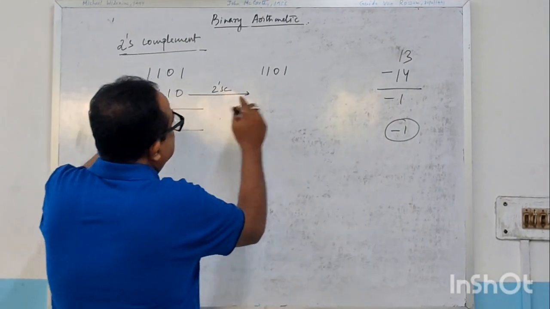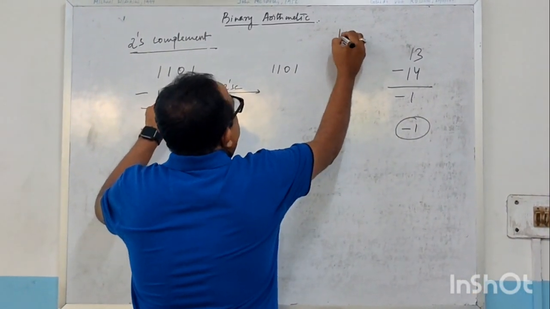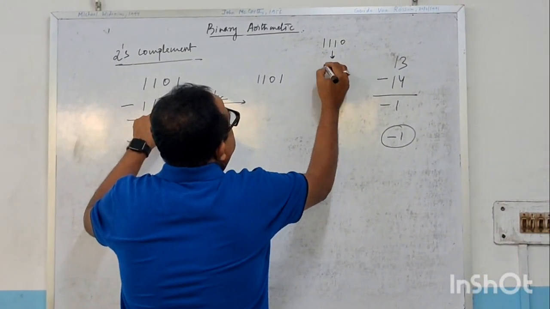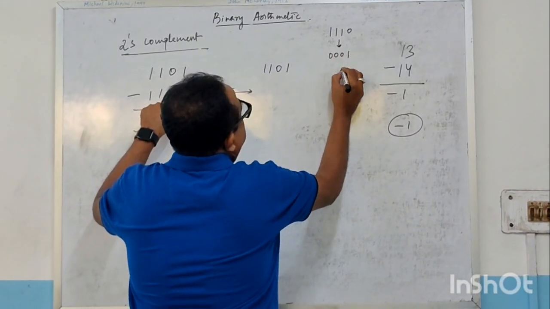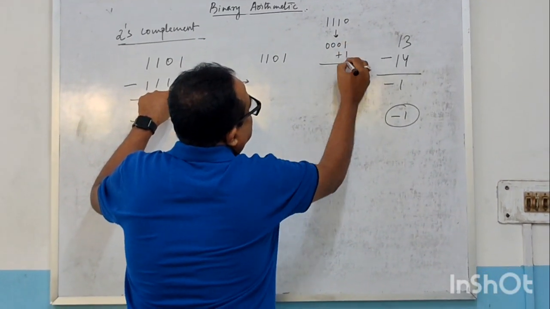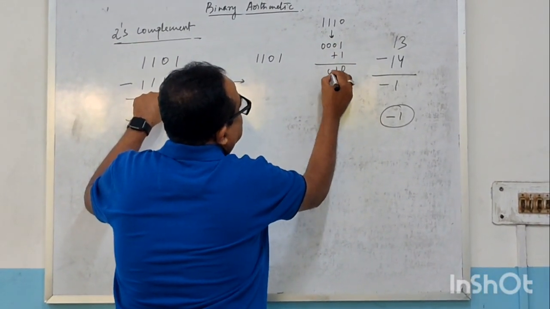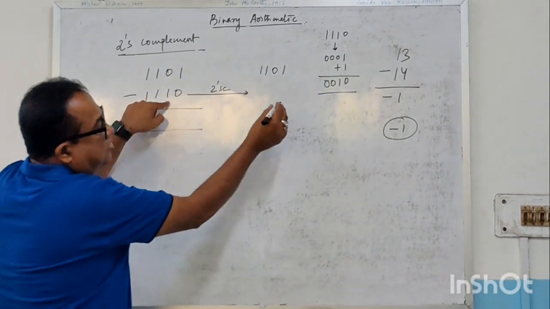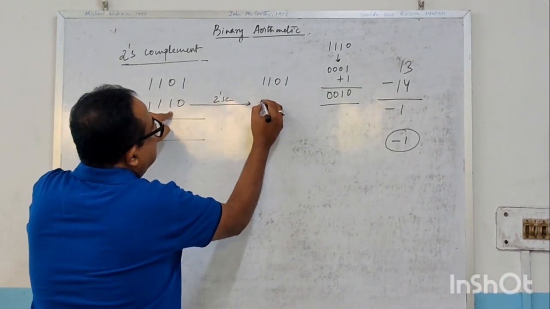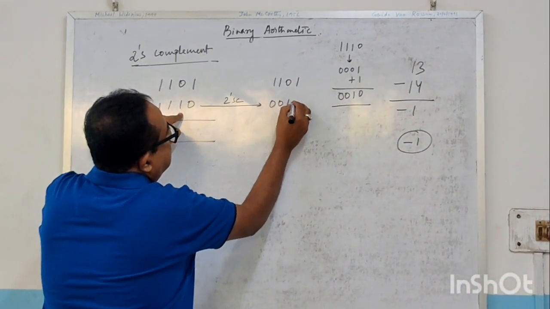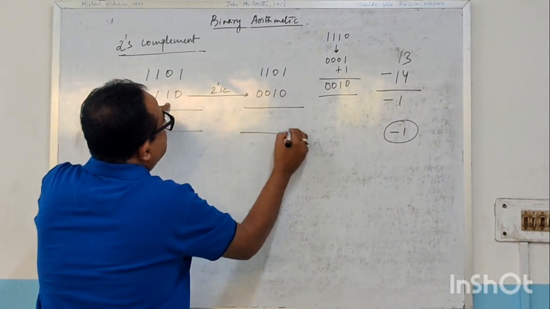So, if I do it in my rough work, 1 1 1 0 becomes 0 0 0 1, plus 1. So 1 plus 1 is 0, carry 1, giving 0 0. So this is your two's complement. I write here 0 0 1 0. Now you need to add.